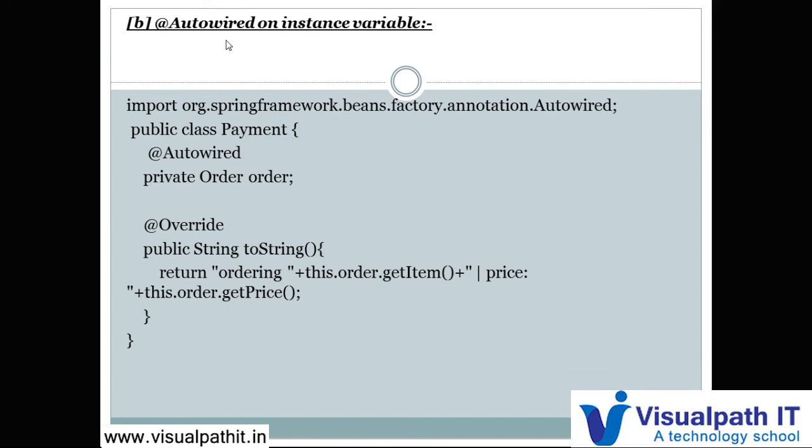Next is @Autowired on an instance variable. How is @Autowired used on an instance variable? It is used similar to this. This is an instance variable, private. This is a Payment class in which we have an order. This field or this variable is prefixed with @Autowired. So this is very, very important.